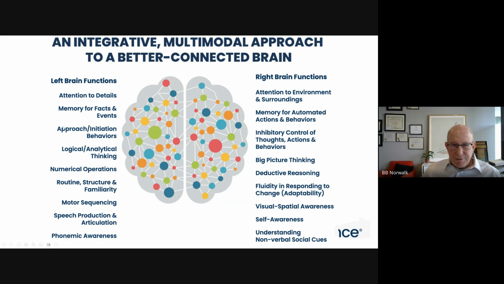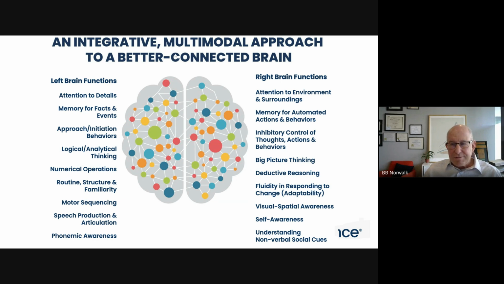Approach, initiation behaviors. Approach behaviors are more movement, activated behaviors, whereas the right brain is more about inhibitory control, inhibiting your thoughts, inhibiting actions, inhibiting behaviors. But if we don't have good connectivity or there is underdevelopment in this area of the brain, then we're going to have a lot of approach behaviors, activation in thought, activation in movement, activation in emotions. Left brain also handles logical analytical thinking as opposed to big picture thinking, more numerical operations, literal addition, subtraction, multiplication, as opposed to more word and math reasoning skills.